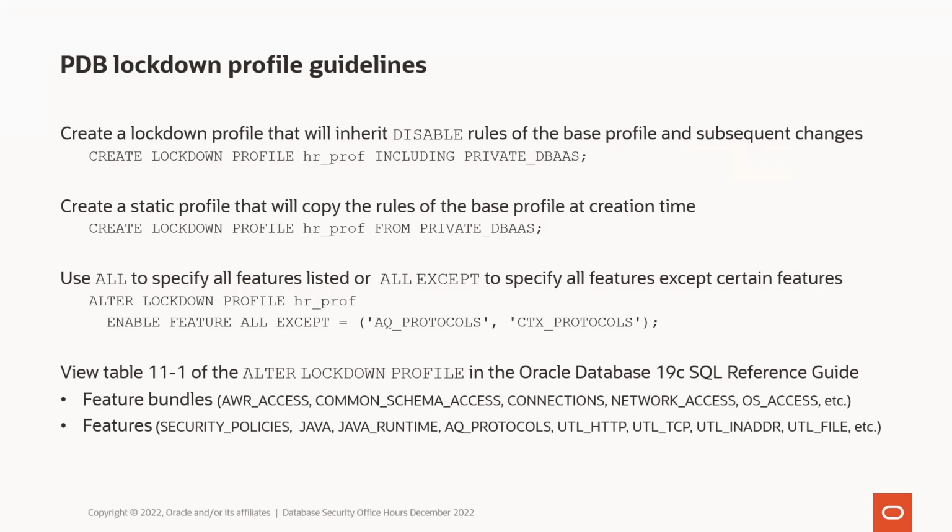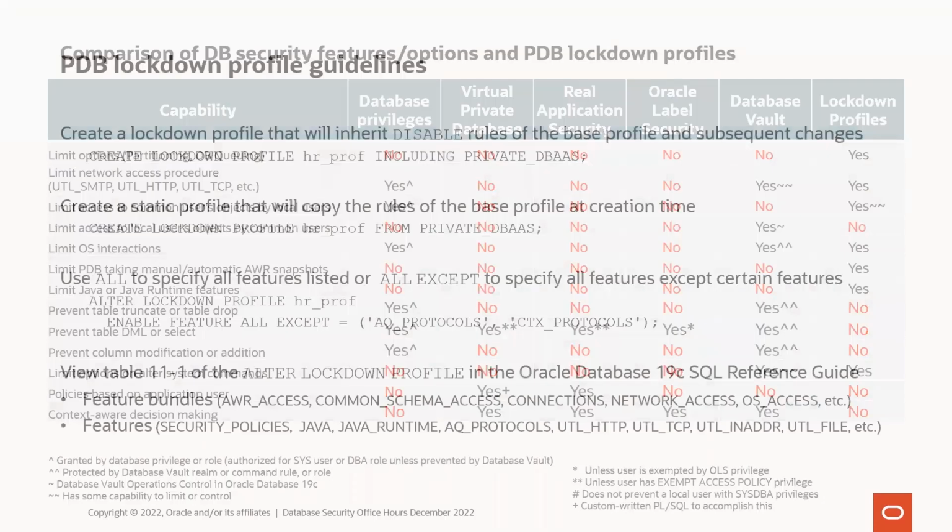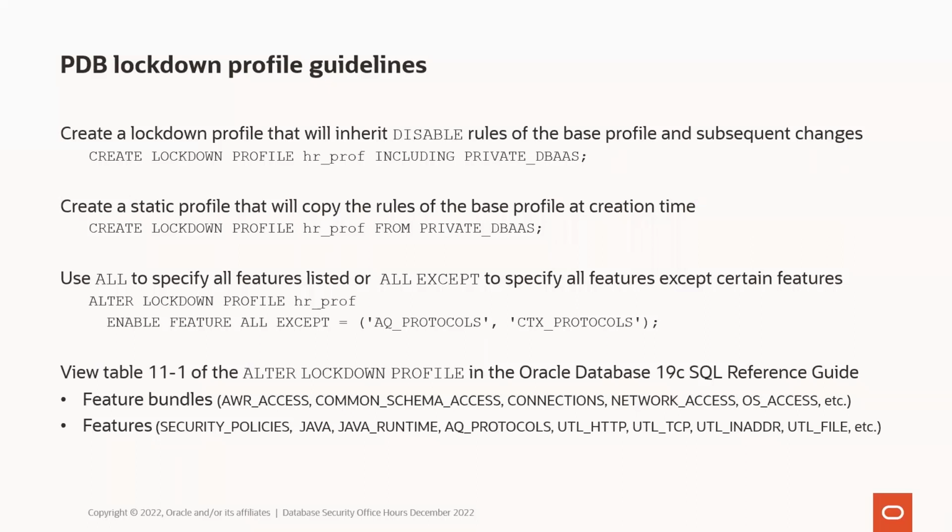I think the verbiage in PDB lockdown profiles is really powerful. So we can enable feature all except for these things, or we could disable feature all except for these type of features. So really a lot of flexibility when it comes to deciding what to enable or disable within this PDB lockdown profile. And I would point you to table 11-1 in that 19c SQL Reference guide, so you have an idea of the feature bundles that are available to you, as well as the features within there too. So lots of capability.